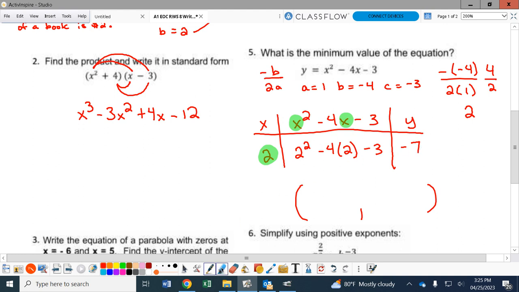These would be my x and my y for this ordered pair, which is called my minimum. So it would be the ordered pair (2, -7). 2, -7.